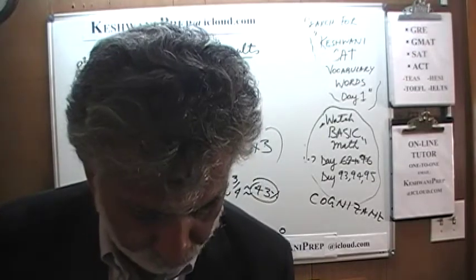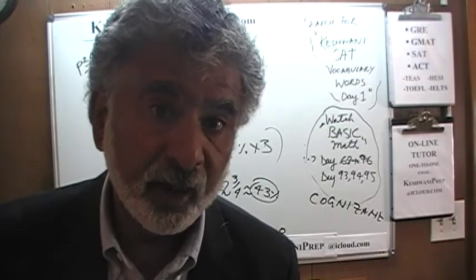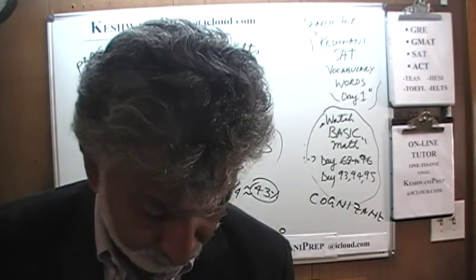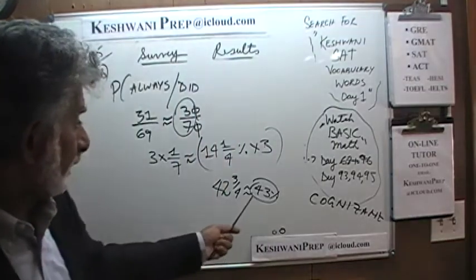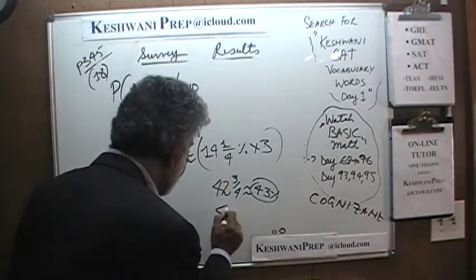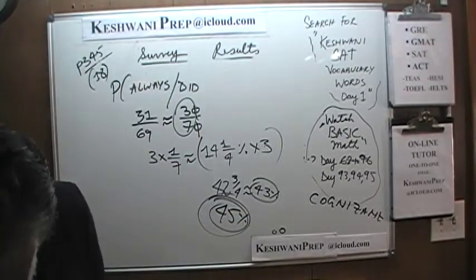A is not the answer because it's too low, 31. D is not the answer, it's 69%. So the choice we have to make is between 38 and 45. Between 38 and 45, 43 comes closer to 45. That is the answer. The answer is C.